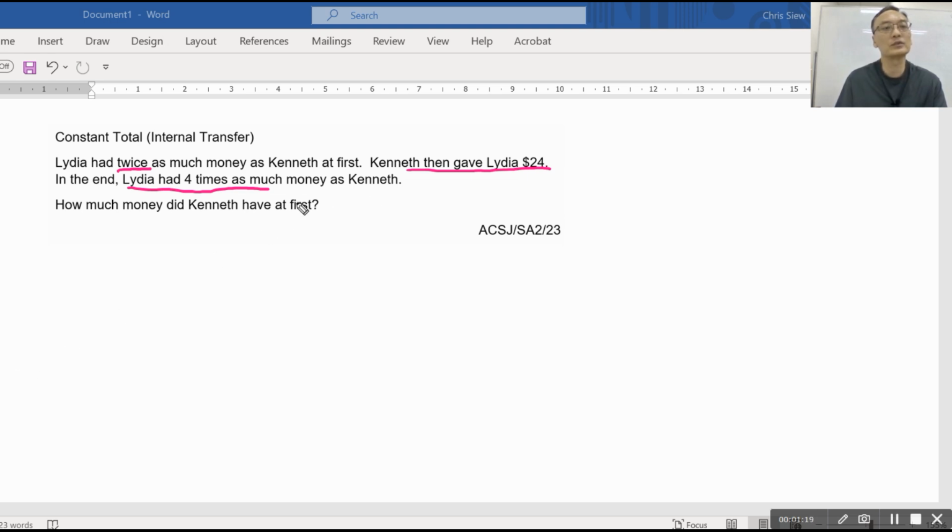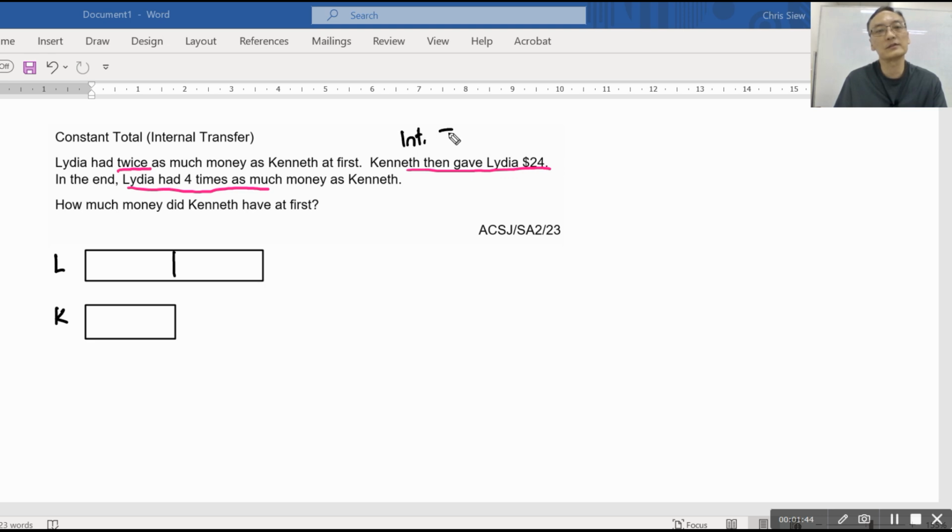So after reading the question and underlining keywords, we'll organize the information in the form of a model, and we will draw Lydia's model first. Lydia is twice of Kenneth. So this is Lydia, this is Kenneth. Now, here is the internal transfer, right? Let's indicate here internal transfer. Okay, the transfer is between Kenneth to Lydia. After Kenneth transferred $24 to Lydia, Lydia now becomes 4 times of Kenneth.